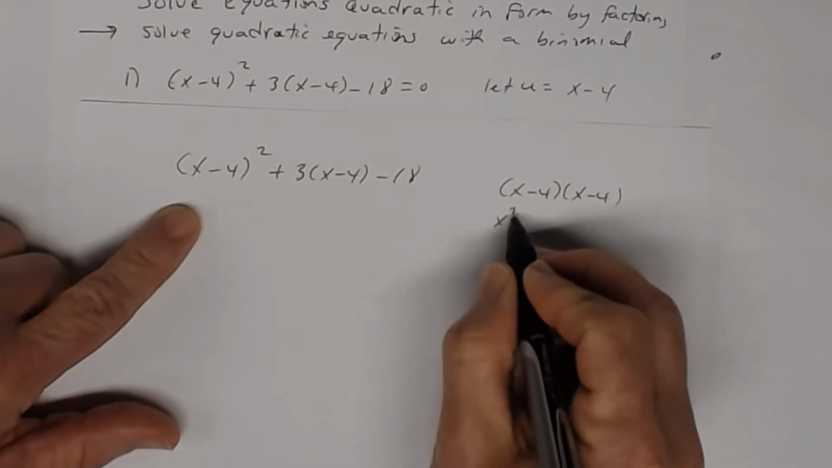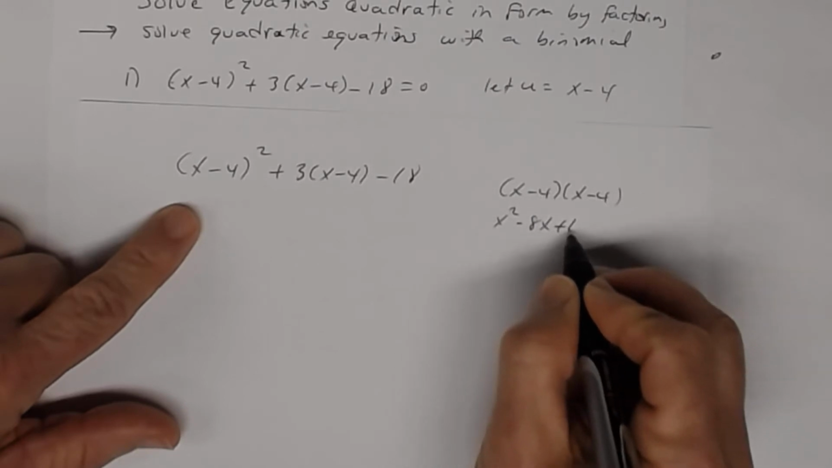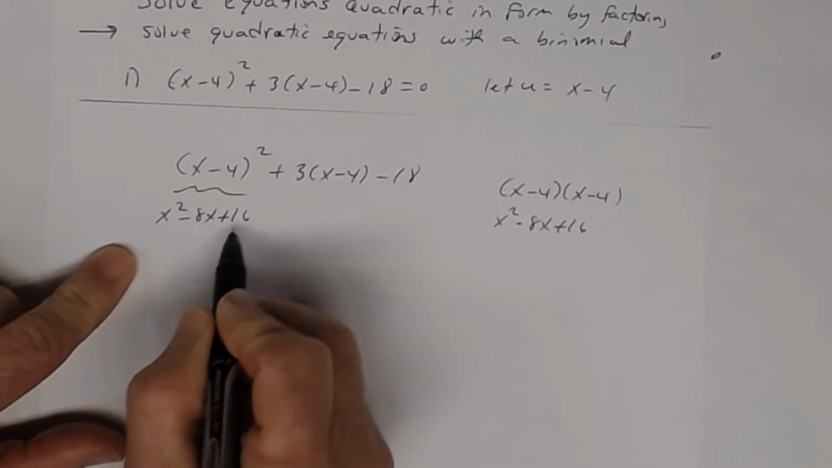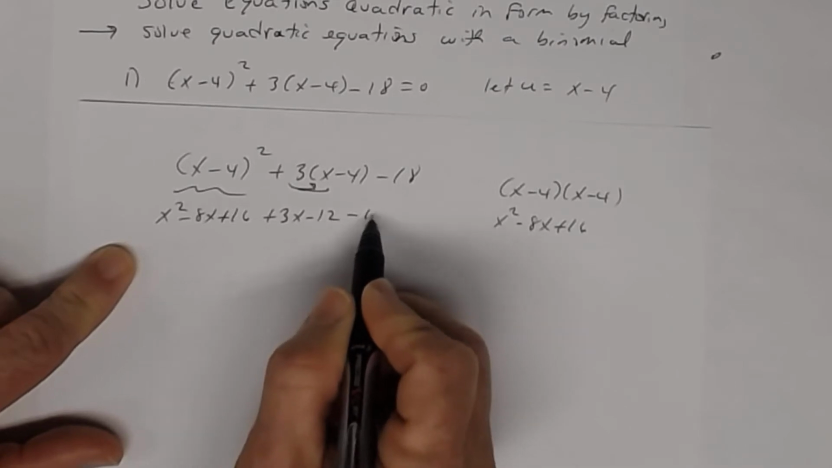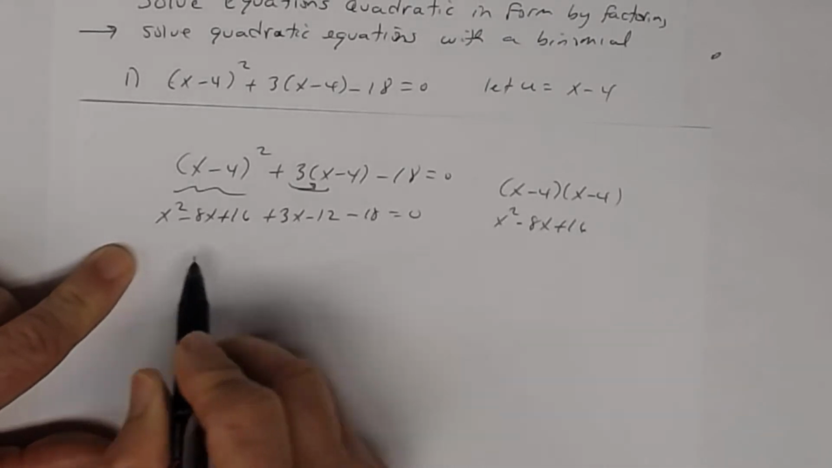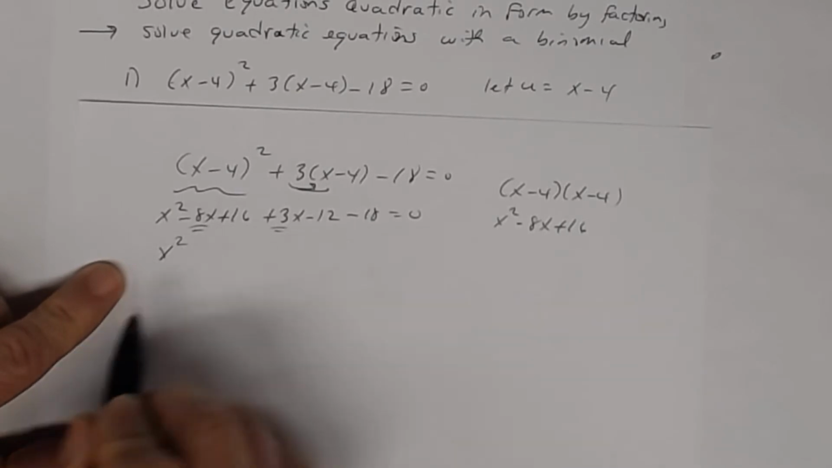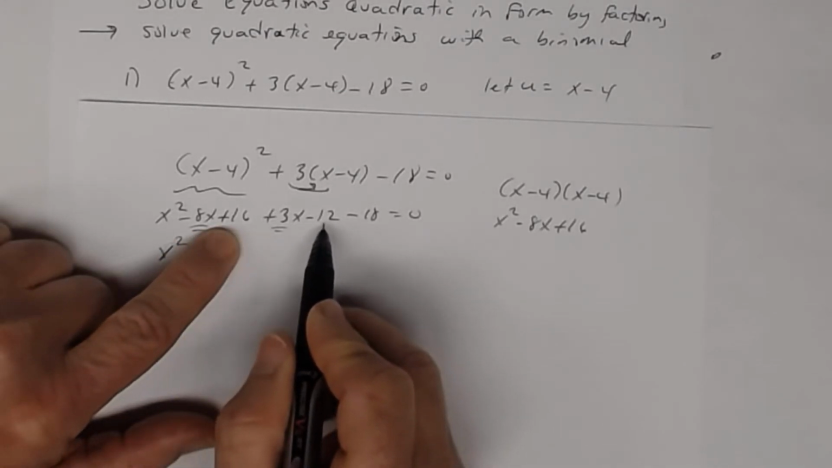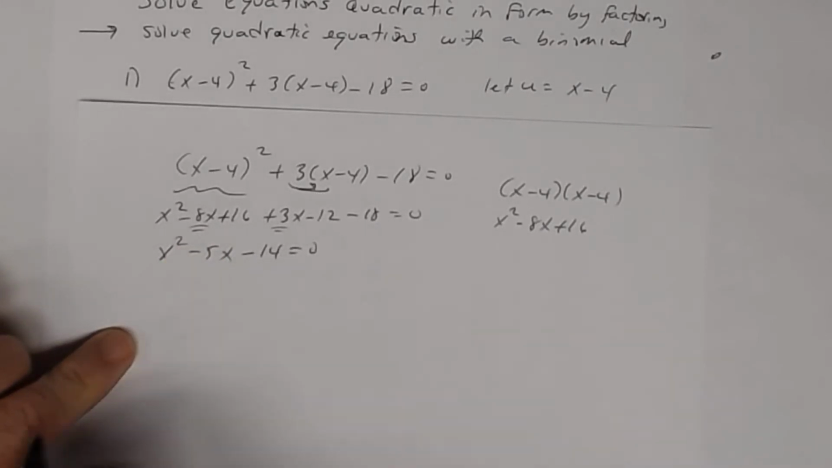And when you do that, you get x squared. The outer and the inner become minus 8x, and then negative 4 times negative 4 is 16. So that is x squared minus 8x plus 16. And then you have to distribute this, so plus 3x minus 12 minus 18 equals 0. Then combine like terms, I get x squared, negative 8x plus 3x is a negative 5x, a positive 16 and a negative 12 is a positive 4. A positive 4 and a negative 18 is a negative 14 equals 0.